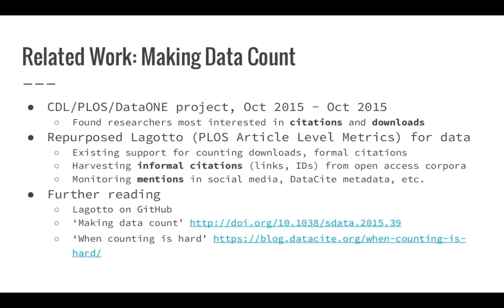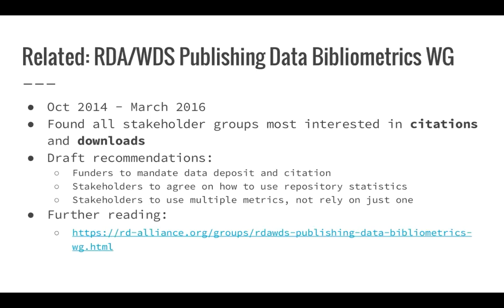Now, if you go on to the next slide, another area of activity was in the Research Data Alliance, which cooperated with the World Data System and a Publishing Data Bibliometrics Working Group that concluded activity recently, last month, but it's still working through producing its final set of outputs. They also ran a survey aimed not only at researchers but all stakeholder groups, and found much the same impression, that people were most interested in looking at citation counts for data sets, and failing that, the number of downloads.